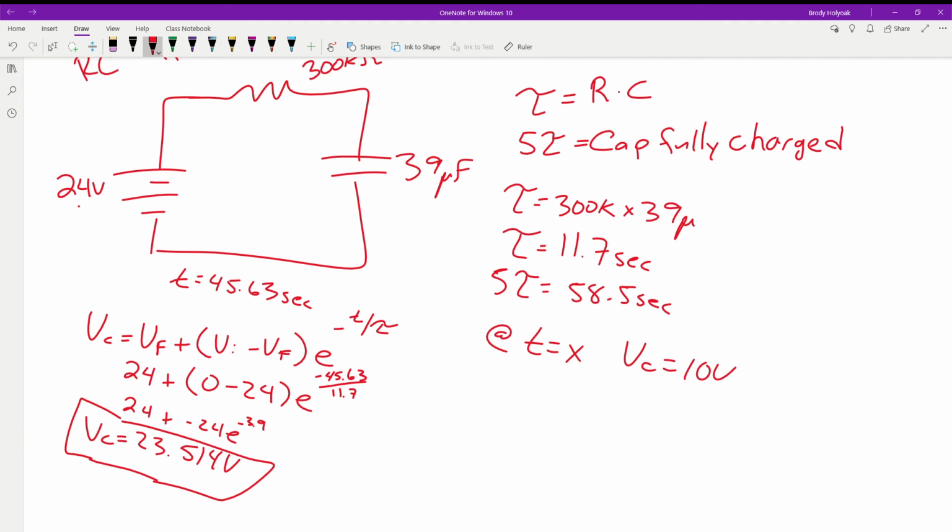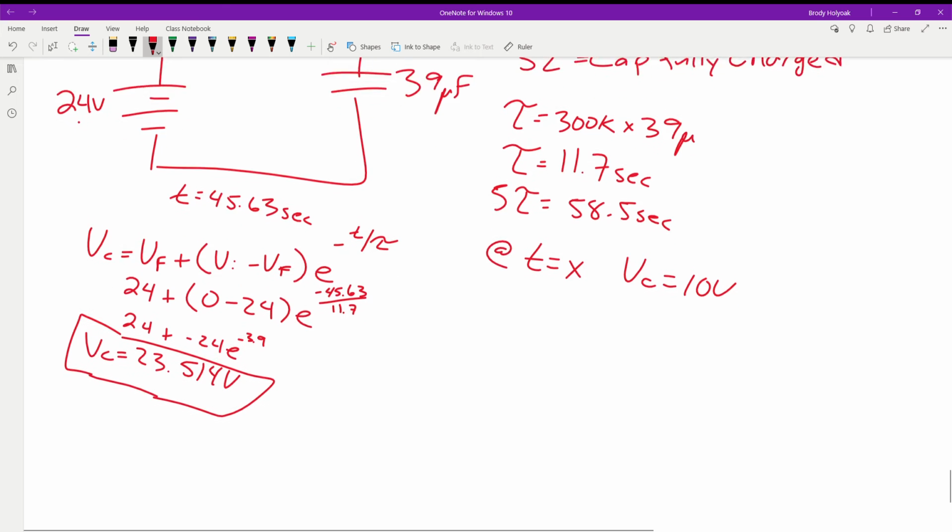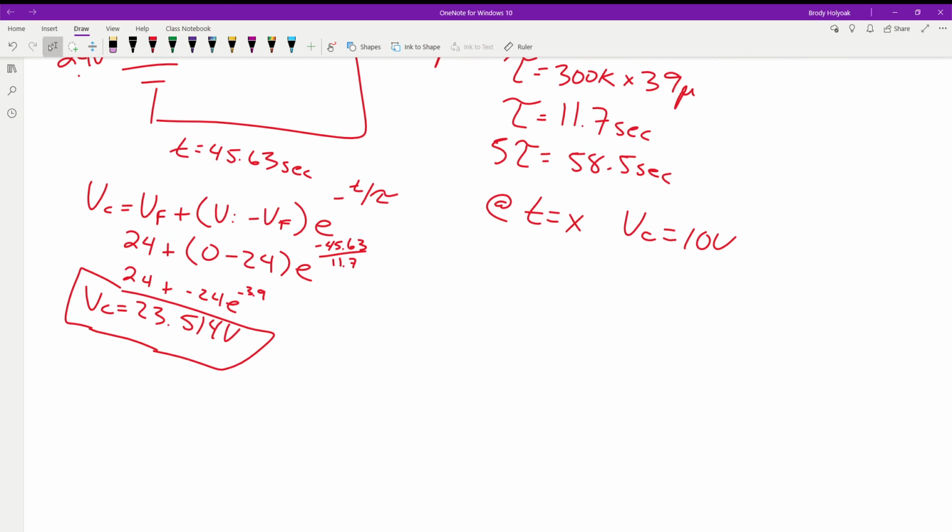This one gave us the time and told us to solve for the voltage. Now we have a voltage. When it gets to a certain threshold, we need that for some circuit to activate. How long is it going to take us from the second we turn it on? So again, we're going to go back and use our formula. So we start with 10 volts is equal to the final voltage. It's trying to charge to 24. We're starting at 0.